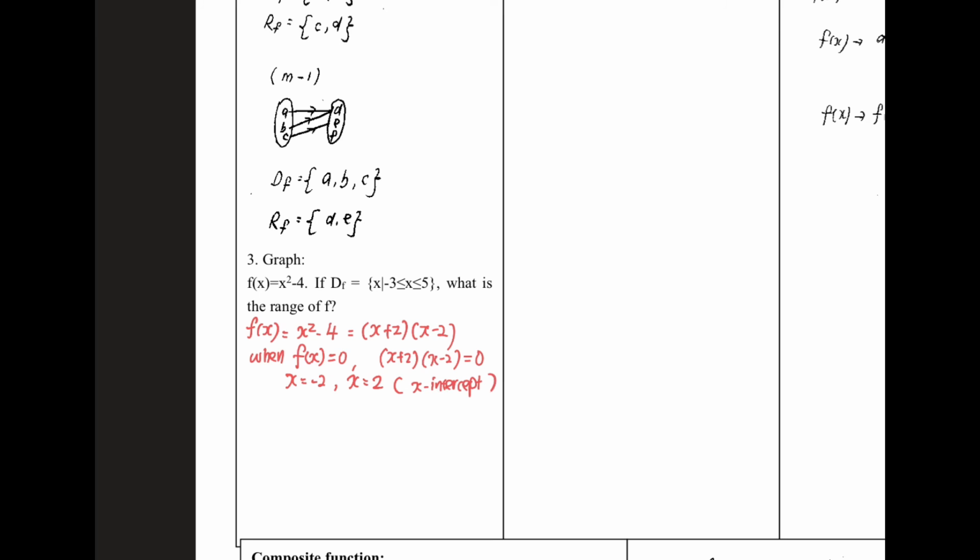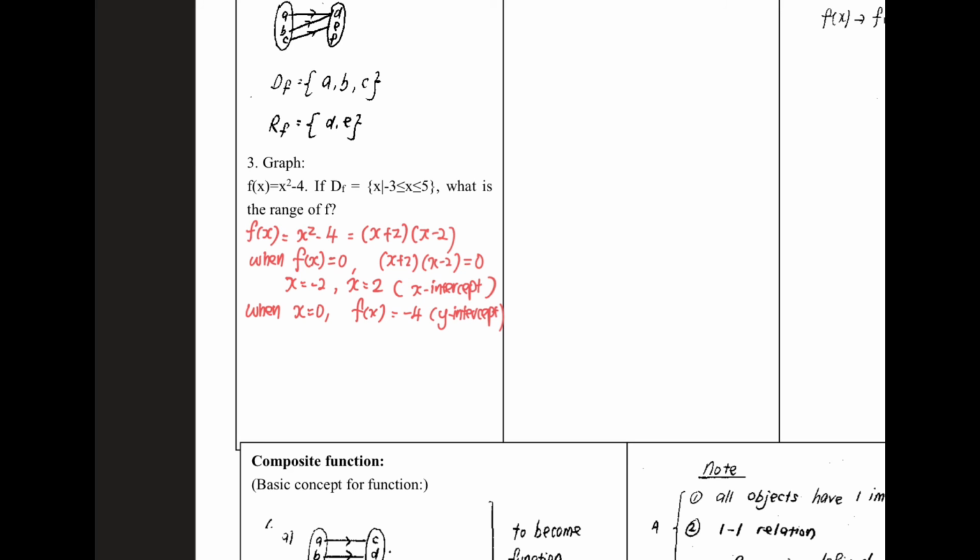To find the y-intercept, we let x equal to 0. Then we find f(x) is equal to minus 4. So this is the y-intercept. So for turning point, of course, turning point is going to be (0, -4). You may use completing the square or differentiation to find this. So this is just the basic quadratic graph. You can see it straight away. (0, -4) is the turning point.